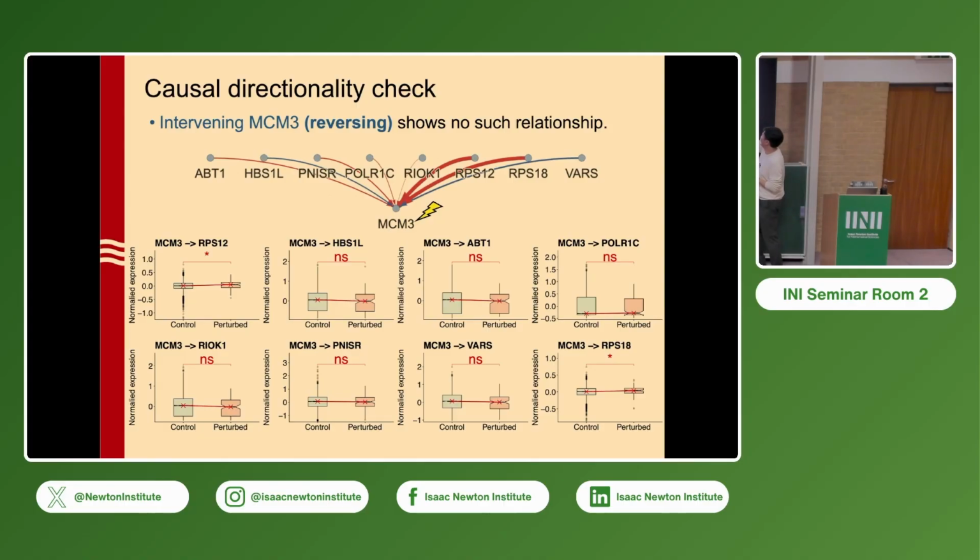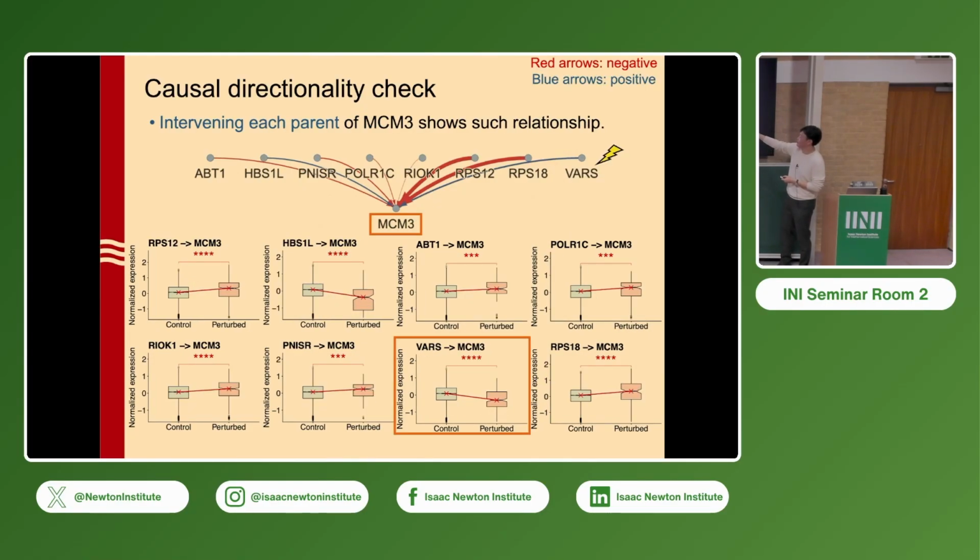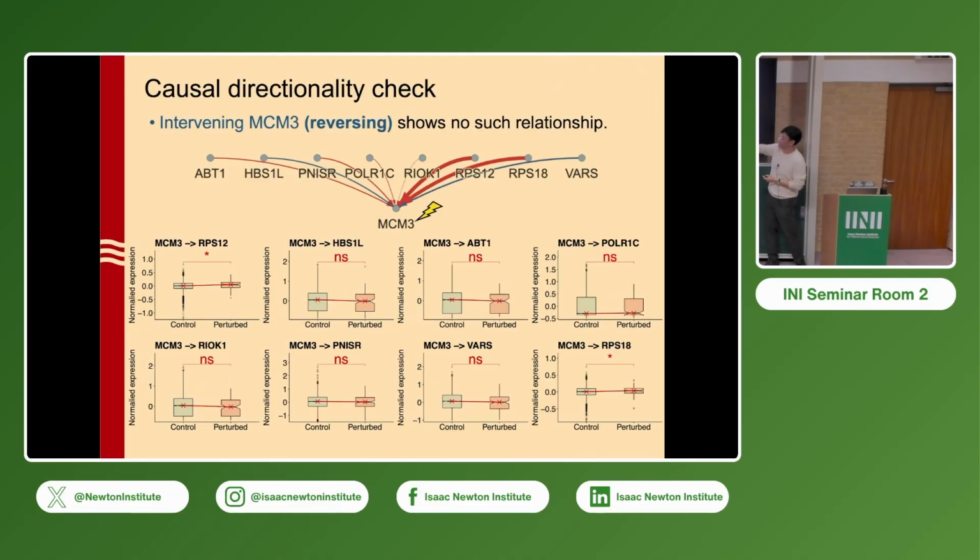So basically, we took a look at the expression level of this VARS gene when we intervene on this MCM3. And you can see that the sign relationship does not appear over here. And you can also see that the change of expression when we perturb the child gene is not really significant before and after intervention. Okay, so this is kind of showing us that the edge that we learned is not just associational, but kind of causal.